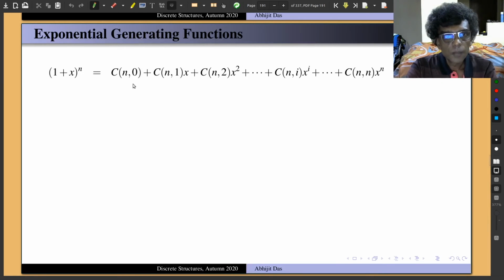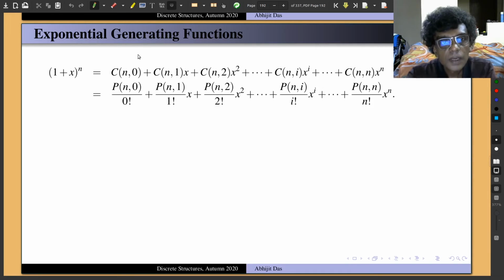Why? To motivate you, let us look at the binomial expansion of (1 plus x) to the power n. So I am writing it in this form. This is actually n choose 0, n choose 1, but I am writing this way: Cn0 plus Cn1 x, Cn2 x square and so on. So this is the generating function of Cn0, Cn1, Cn2, Cn, and then this is followed by 0, 0, 0, 0, 0. If I now write this expansion in terms of the permutation coefficients Pni, then this will look like this: Pn0 over 0 factorial, Pn1 over 1 factorial x, Pn2 over 2 factorial x square, Pni over i factorial x power i, and so on.